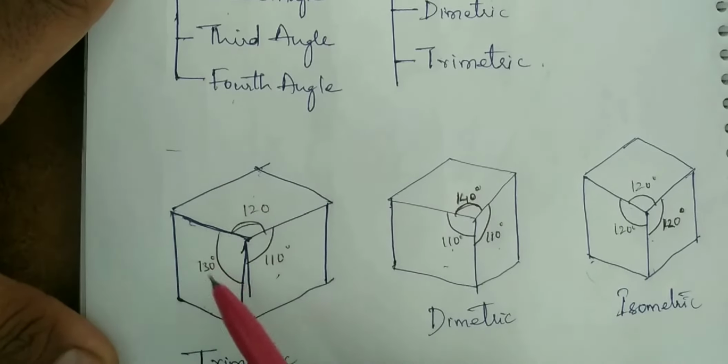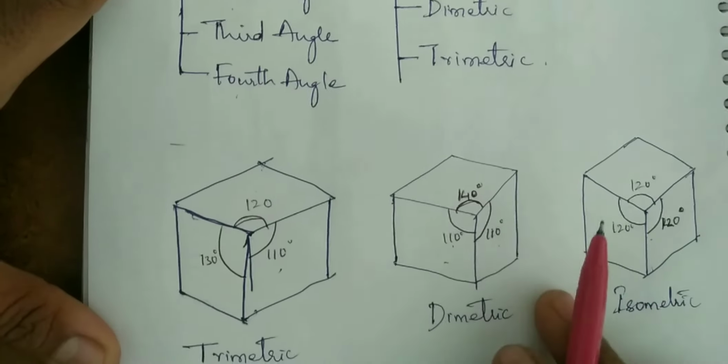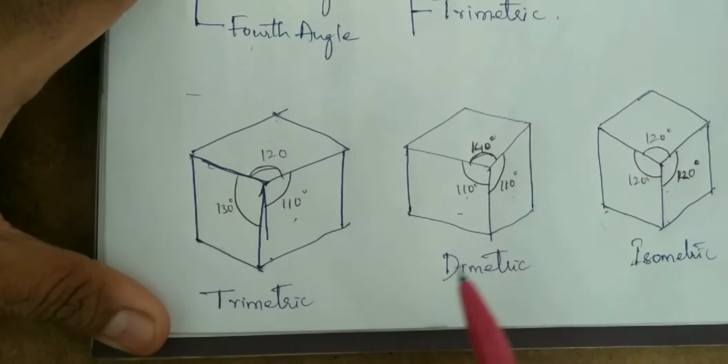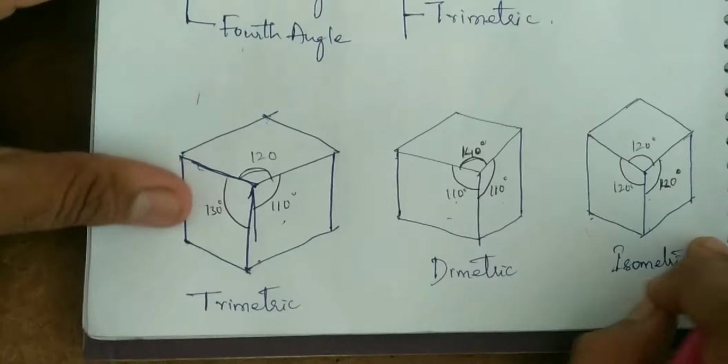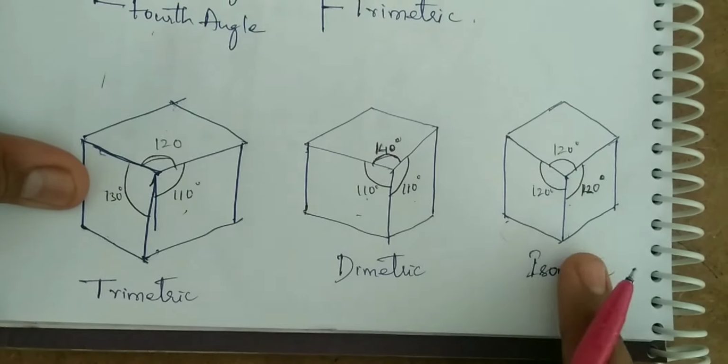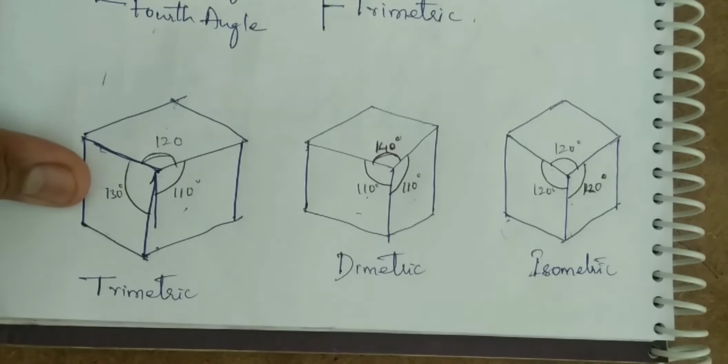So among these things we don't find any equality. Such a kind of thing we call a trimetric projection. This is just a basic phenomenon with respect to its axes, how it is supposed to be explained; I have just mentioned it here.